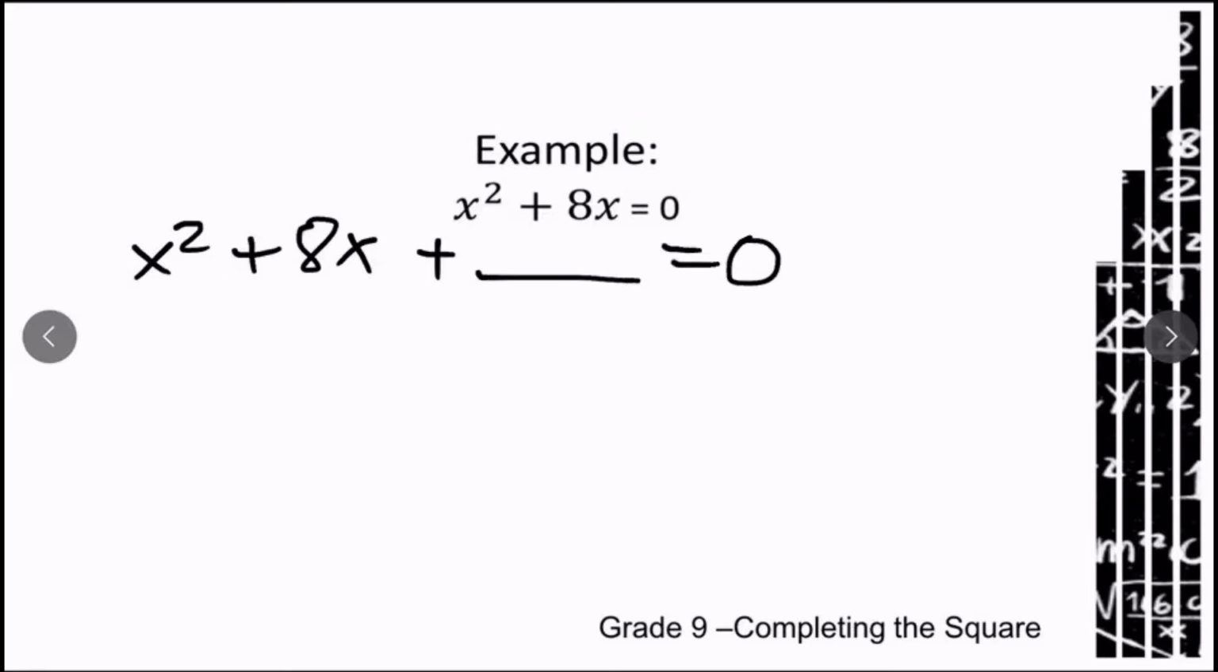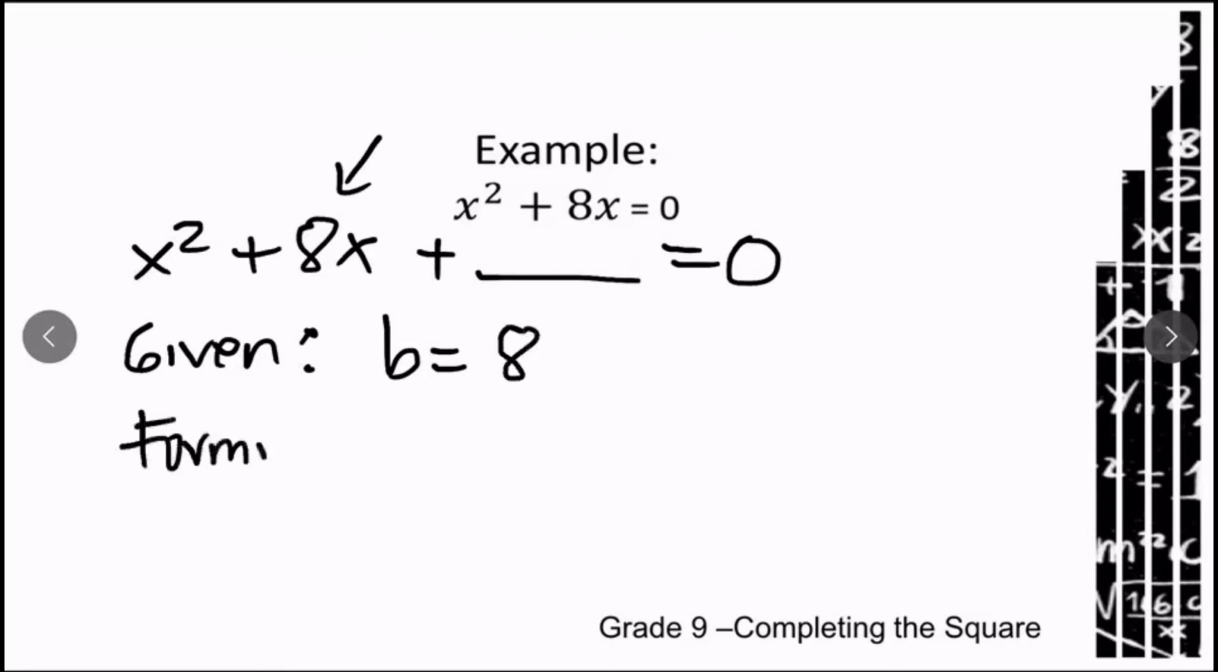Because our goal is to identify the third term of our expression, we need to identify the given. Particularly, what we need is the letter B of our standard form, or the number beside the x variable. So what is the number beside x? We have the number 8, so we will just write 8. And for our formula, we have C is equivalent to B over 2 squared.